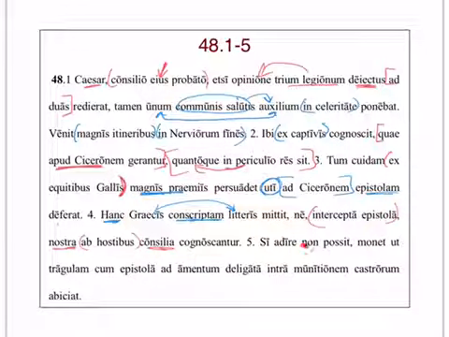Si adire non posset, monet ut tragulam cum epistola ad amentum deligata intra munitionem castrorum abiciat. So if he can't get there, i.e., who's the he? Oh, the guy who's carrying this little note. Caesar warns, because Caesar's always thinking ahead, and he gives another indirect command. The indirect command starts at the ut and it ends at the subjunctive verb.